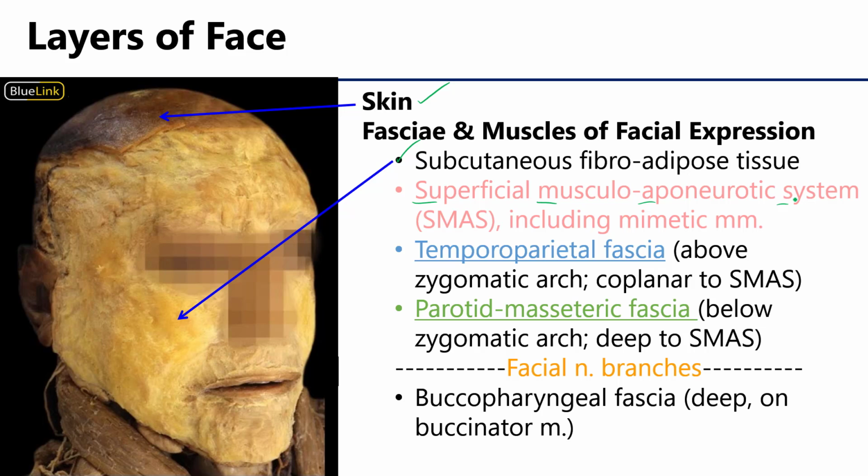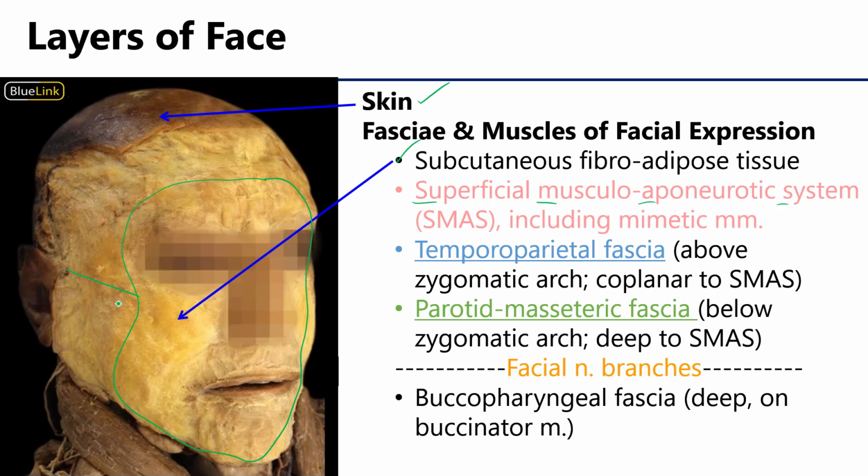So the SMAS is largely going to be distributed about the anterior and anterolateral face. So if we were to imagine a layer deep to where I'm circling, that would be the SMAS. Now the next two layers that I'd like to discuss with you are going to pertain to an osteological feature known as the zygomatic arch.